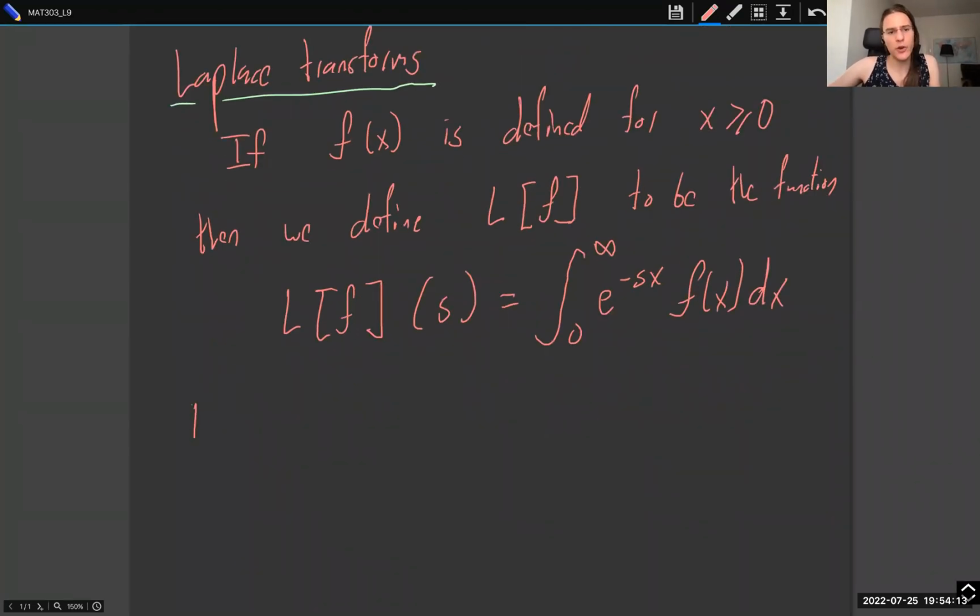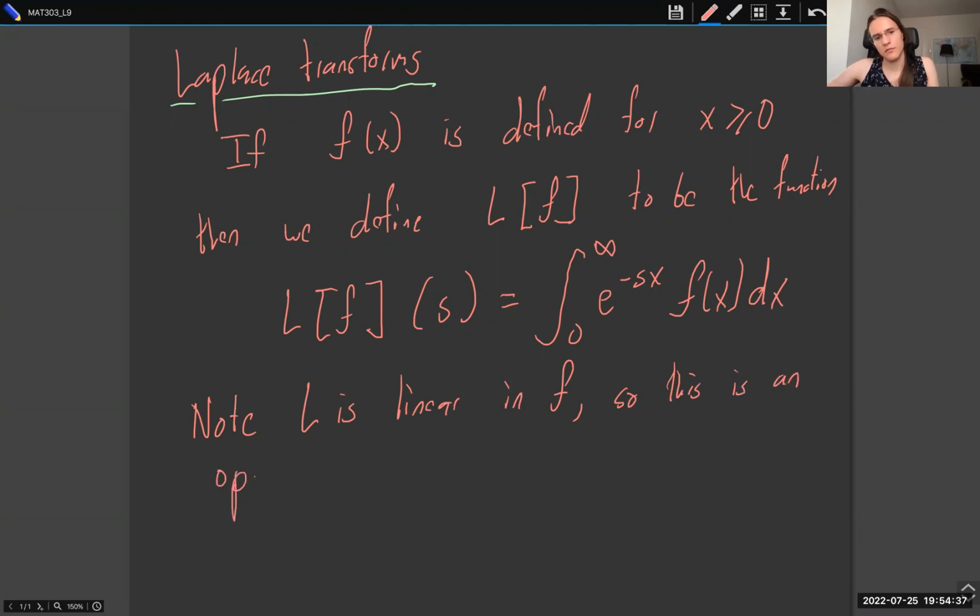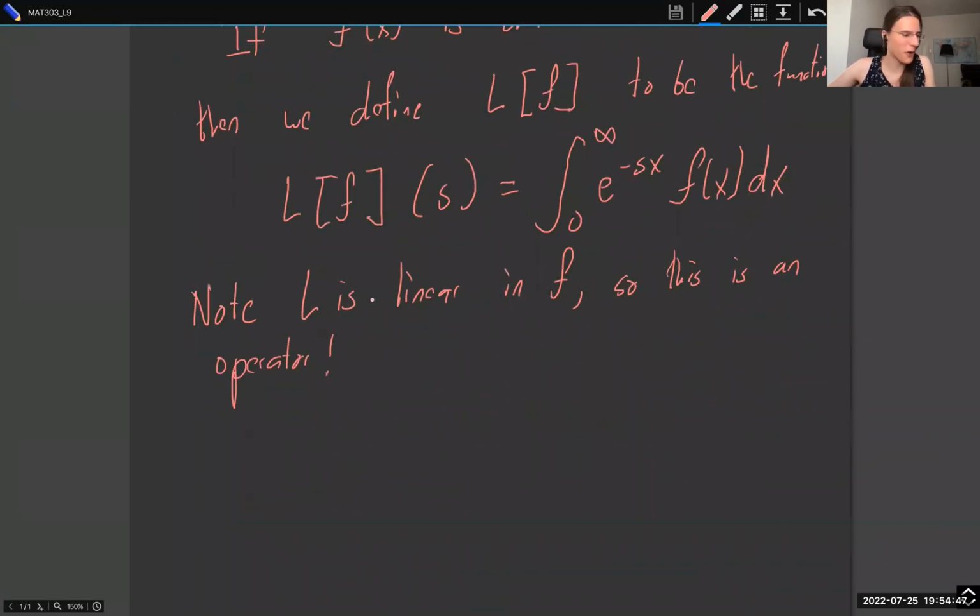And so the thing that we note is that this is clearly linear in f. So if we write f plus g, then at every single point, we can just break this up into two integrals. So this is an operator. This is going to be an interesting operator. It's not going to be the polynomial operator, but it's this Laplace transform operator.